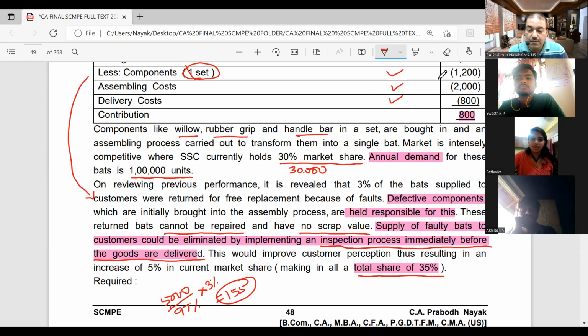155 into contribution per bag, 800, is 1,24,000. By contribution, the entire cost is lost now. Just like we calculated in the previous case, 928 bags were lost. So the entire cost of manufacturing those 928 bags is lost. So what is the cost of these 155 bags? Six lakh 20,000.